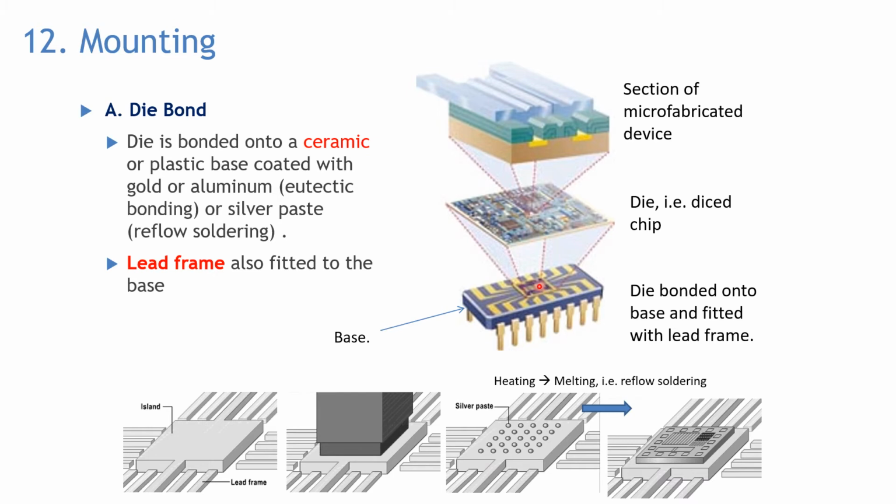Okay, on the lead frame in the middle there will be an island. What happens is that on this island they will place the silver paste, and then the heating and melting process takes place, and then we put the IC on top of it. This is the process of reflow soldering. Then the chip will be placed on top of this area.